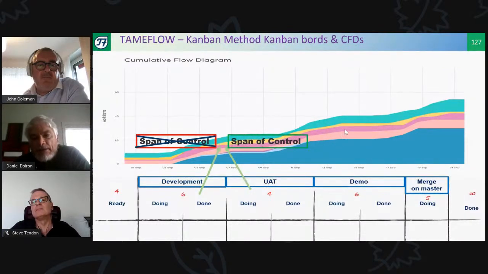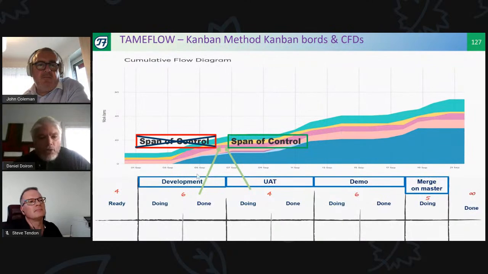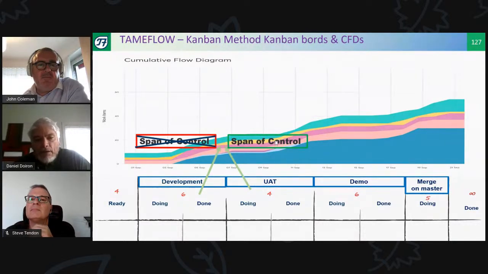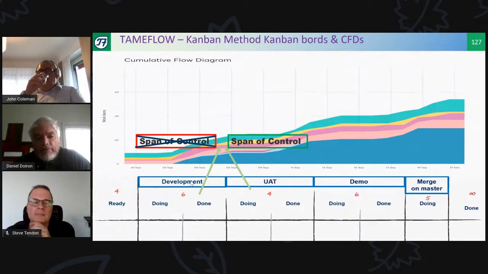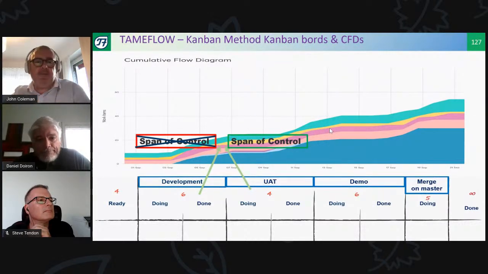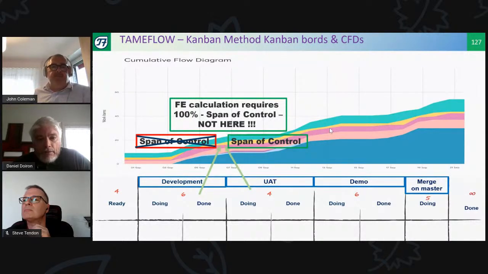So the done waiting time of development is basically shipped to the doing of UAT, when UAT doesn't have the span of control over the done time of development. So it's a bit of an oddity. And of course, flow efficiency calculations require 100% control of your metrics, which a traditional Kanban board will not give you.